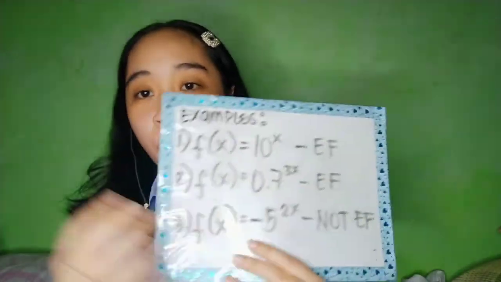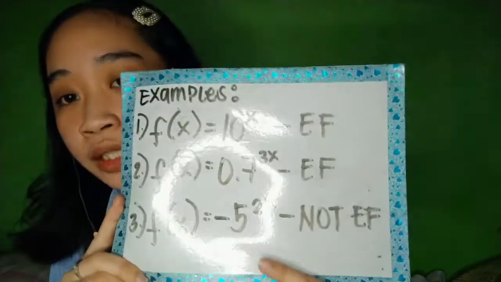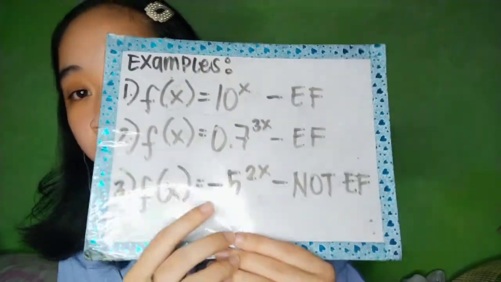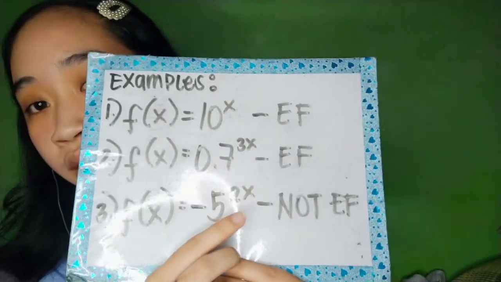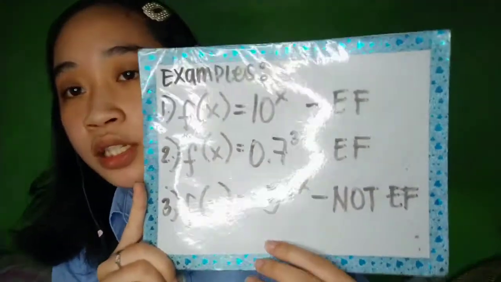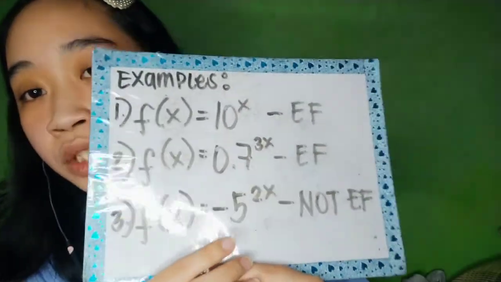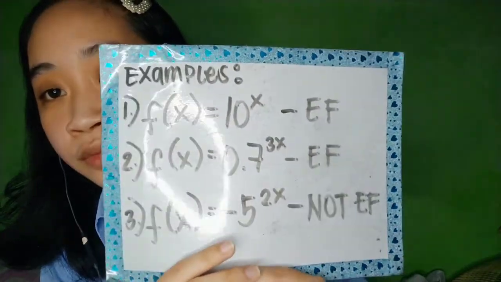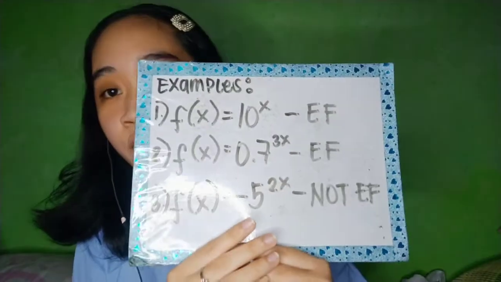It is also EF, exponential function, because 0.7, which is the base, is greater than 0 and it is also not equal to 1. For our last example, number 3, f of x is equal to negative 5 raised to 2x is not EF, which stands for not exponential function, because our base, which is negative 5, is less than 0. That's why it is not exponential function. For the next topic, Chelsea will be the one to discuss the definition and steps for exponential equation.